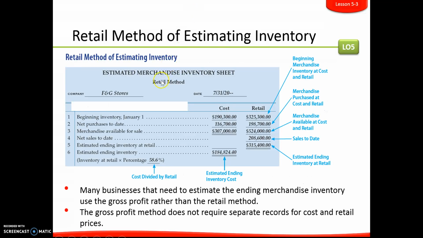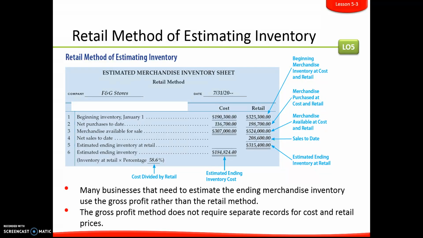So here's an example of our estimated merchandising inventory using our retail method. Here you can see we have cost and retail. We have our beginning inventory before our net purchases to date, and when we add those two together, that gives us our merchandise available for sale. Then we have our net sales to date, which is the only one that is specifically for retail. Then we have our estimated ending retail: we take our merchandise available minus sales, and we get our ending inventory. Then we take our ending inventory at retail times a percentage, and that gives us our estimated ending inventory cost.